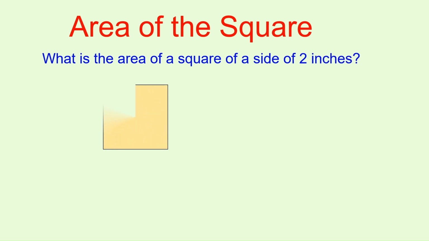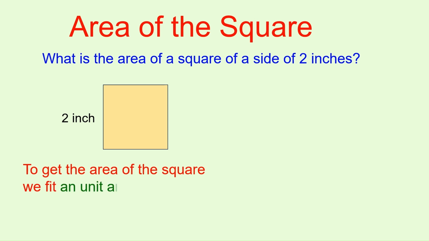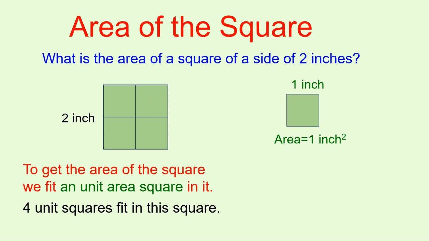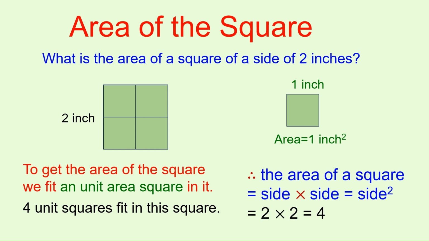What is the area of a square of a side of 2 inches? To get the area of this square, we fit in unit area squares in it. A total of 4 unit squares fit in this square. Therefore, the area of a square equals side times side equals side squared, which is equal to 2 times 2 equals 4 inch squared.